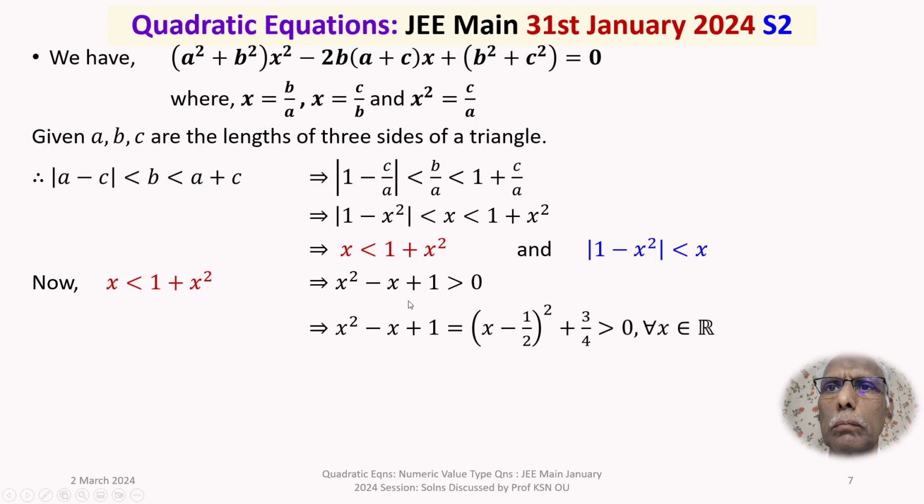It is written as x square minus x plus 1 is equal to (x minus 1 by 2) whole square. That will give you x square minus x plus 1 by 4; to adjust the term 1, we have added 3 by 4. So that is greater than 0. So for all x belongs to R, this is positive. This is always positive. So the first one is true.